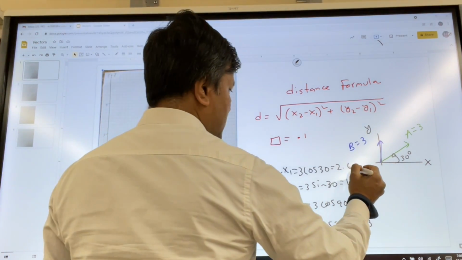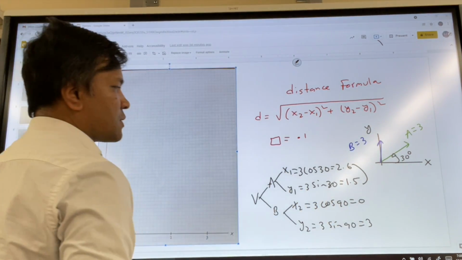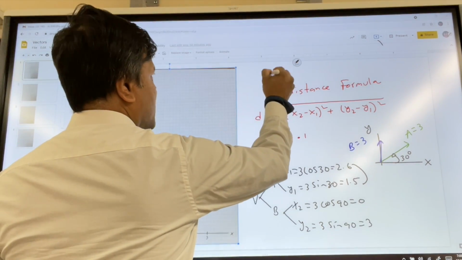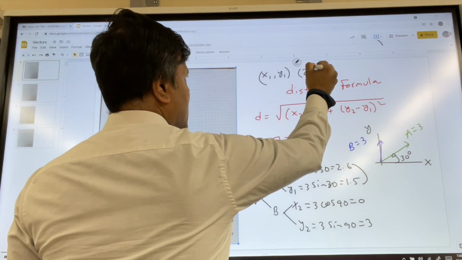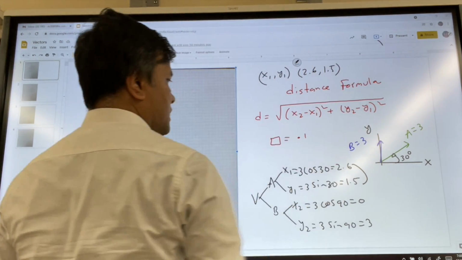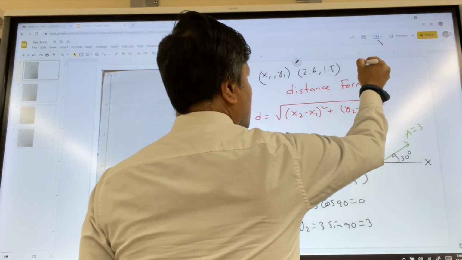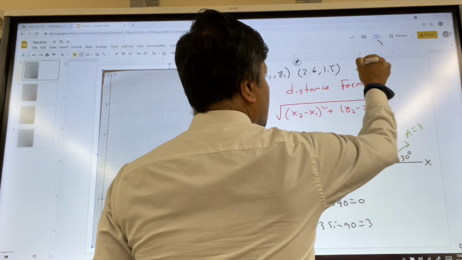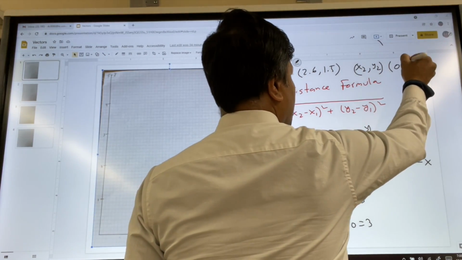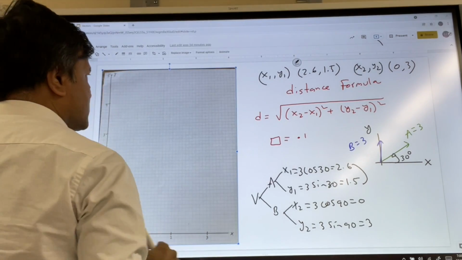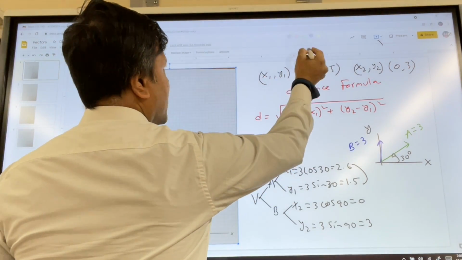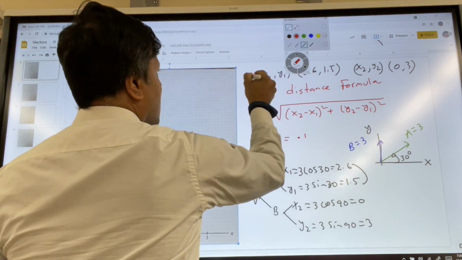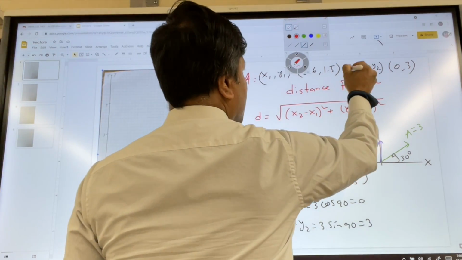Good. Now this is my x1, y1. So now I'm going to write x1 comma y1, which is 2.6 comma 1.5, and x2, y2 would be 0 comma 3. All right, good. Now I have 2 points. This is my vector a and this is my vector b.